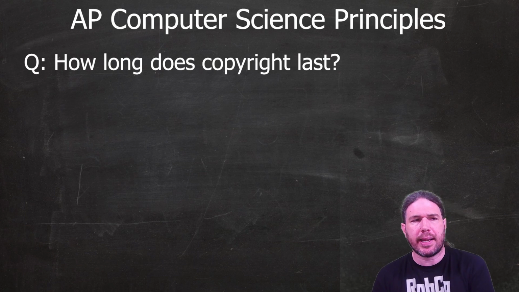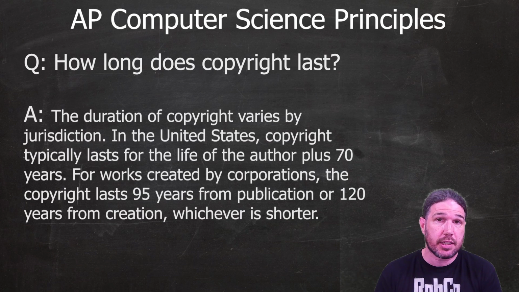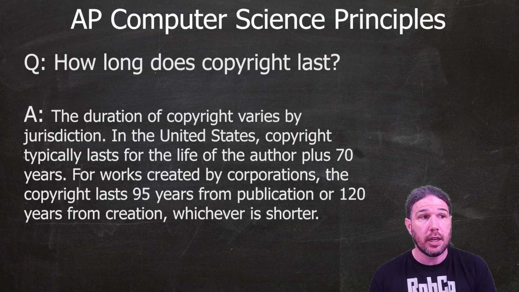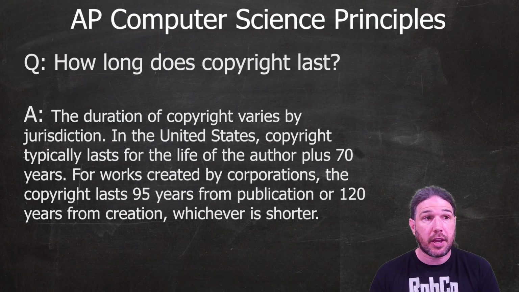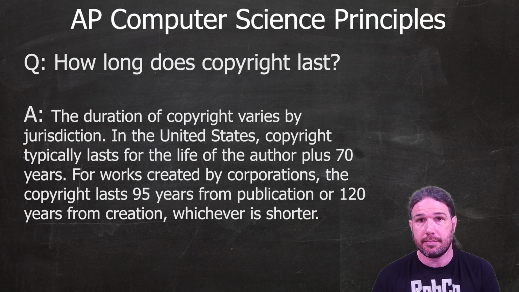How long does copyright last? The duration of copyright varies by jurisdiction. In the United States, copyright typically lasts for the life of the author plus 70 years. For works created by corporations, the copyright lasts 95 years from publication or 120 years from creation, whichever is shorter.